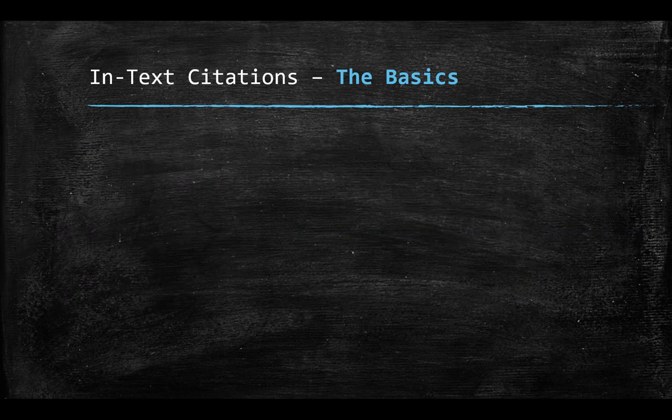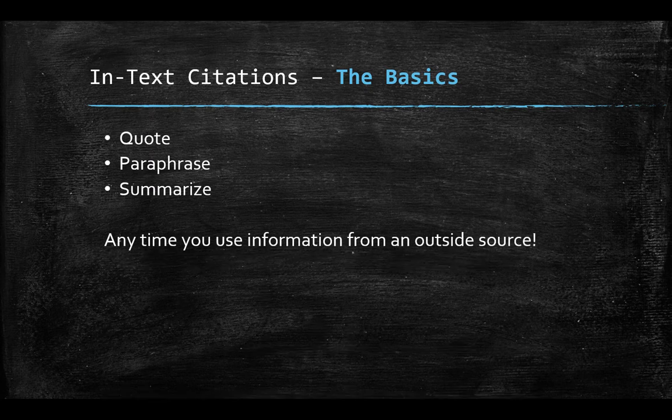Before you learn how to create an in-text citation, it's important to know when to include one. Anytime you quote, paraphrase, or summarize information from a source, you need to include an in-text citation. Put another way, anytime you use information from an outside source, it needs to be cited. The only information that does not need an in-text citation is common knowledge and your personal life experiences.